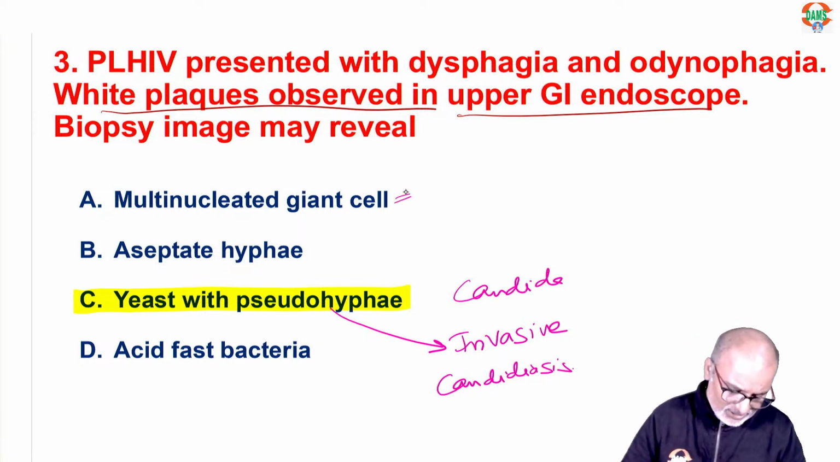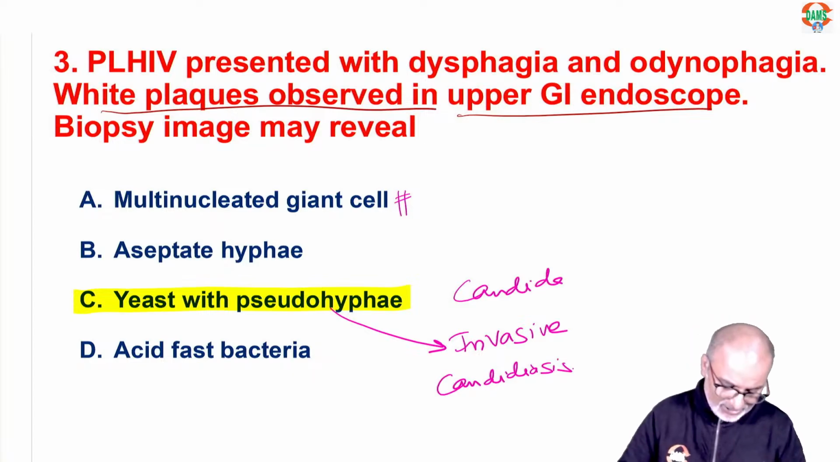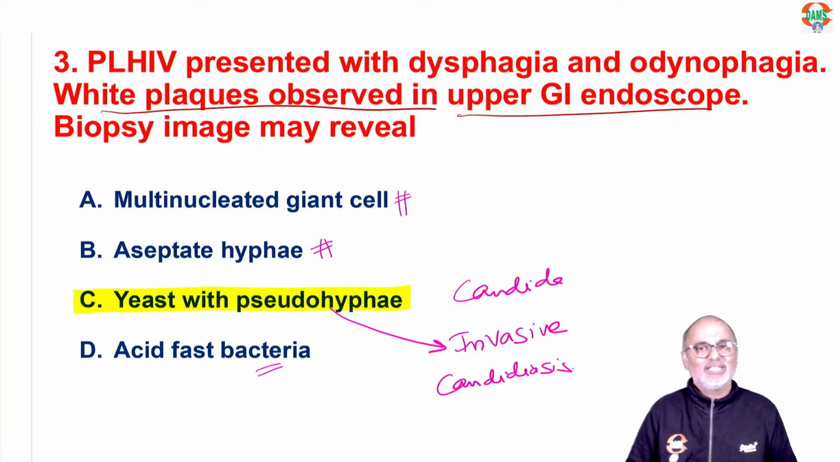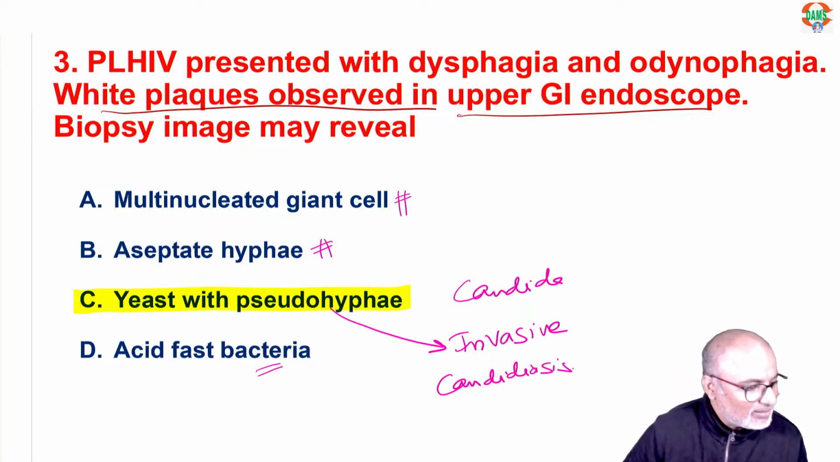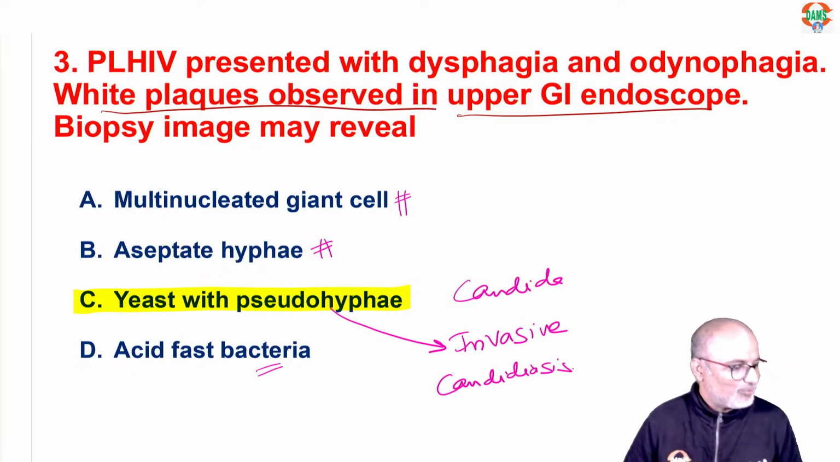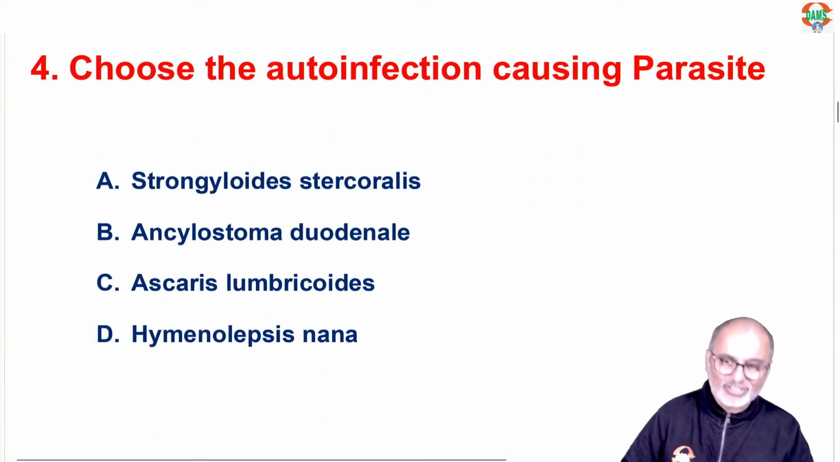Multinucleated giant cells you can see in herpes Zanck smear. Aseptate hyphae you can see in mucormycosis, acid-fast bacteria in tuberculosis. This is also a direct question. Without panic, you can remember. I remember the mnemonics from the class are very helpful. Thank you, Dr. Shurbi.